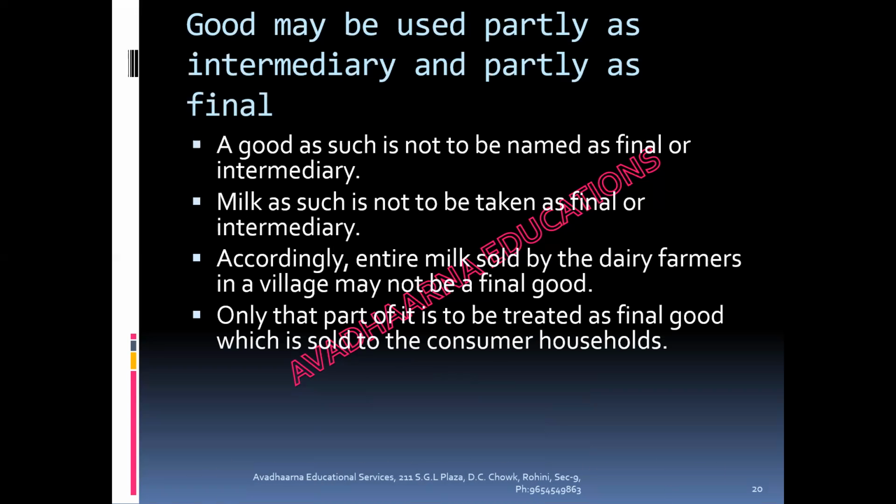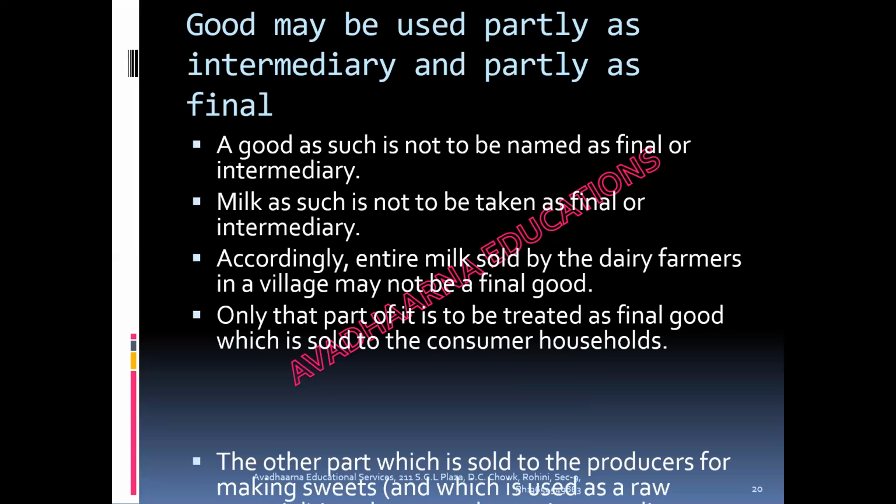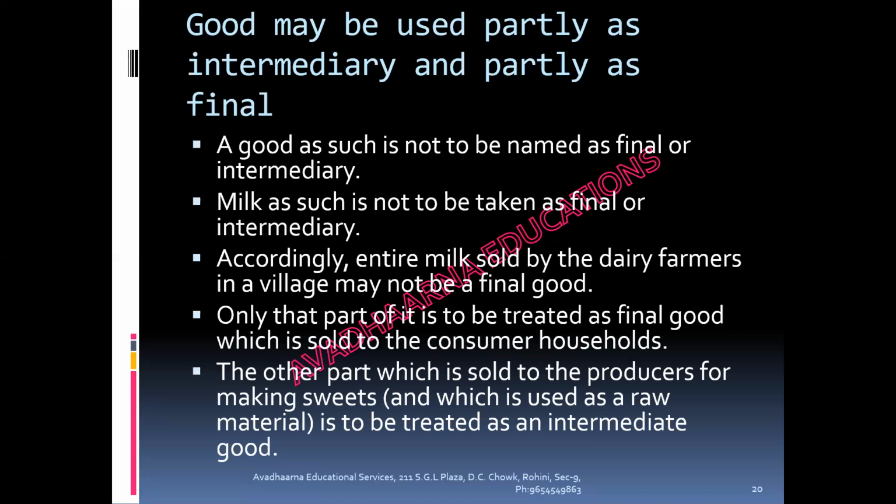Only that part of it is treated as final good which is sold to the consumer household. Because what will the consumer household do? They will be using it for drinking milk, for preparing tea, and finally the milk is consumed. So that is why the milk which is consumed by the household is termed as final good, whereas the other part which is sold to the producer for making sweets and which is used as a raw material is to be treated as an intermediate good.